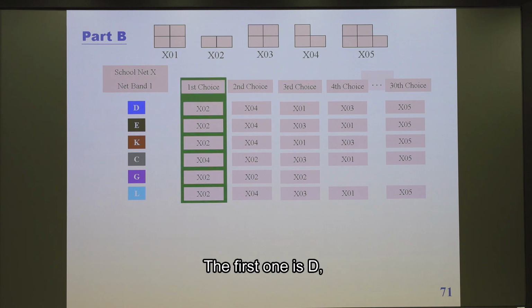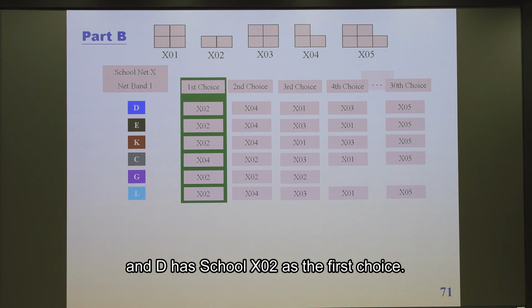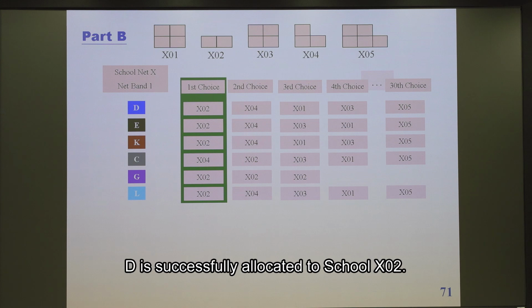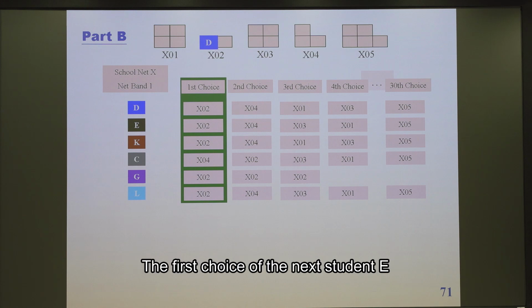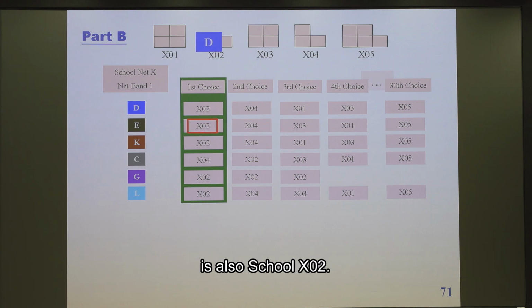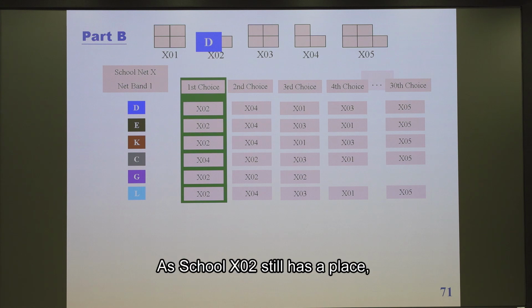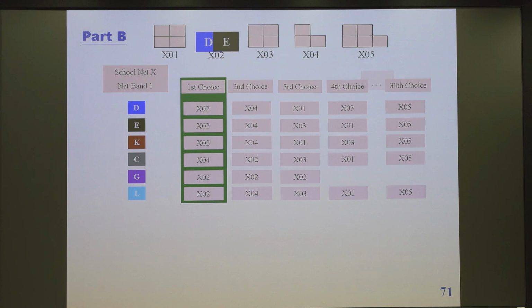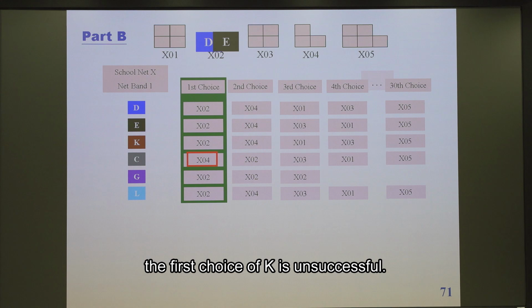The first one is D, and D has school X02 as the first choice. As there are 2 places in school X02, D is successfully allocated to school X02. The first choice of the next student, E, is also school X02. As school X02 still has a place, E is allocated to the school. The first choice of the next student, K, is again school X02. As school X02 is already full, the first choice of K is unsuccessful.